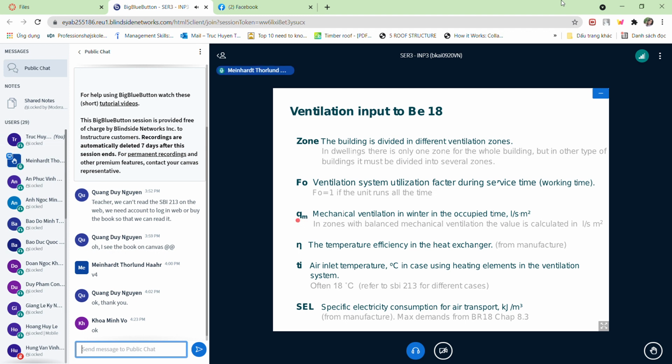So basically, Q mechanical: Q stands for the airflow, M for mechanical. So mechanical ventilation in the wintertime. If it's QMV, it's wintertime. Or QM would be wintertime, QMS would be the ventilation airflow, mechanical. Basically, how many liters per square meter. So here we have to know how to calculate these liters per second per square meter, and this is something we will do some calculations on.